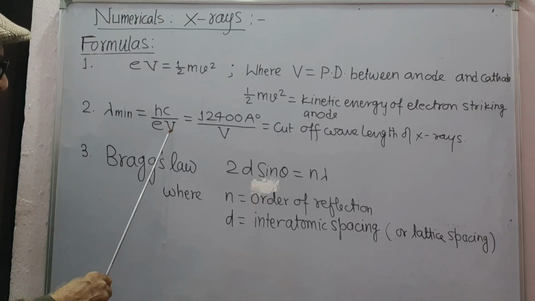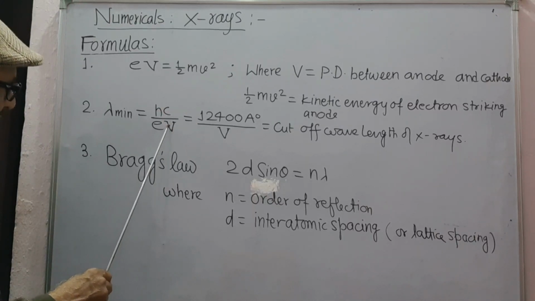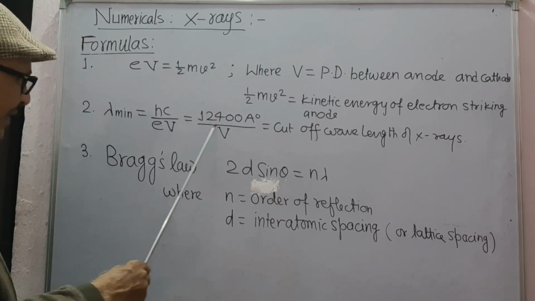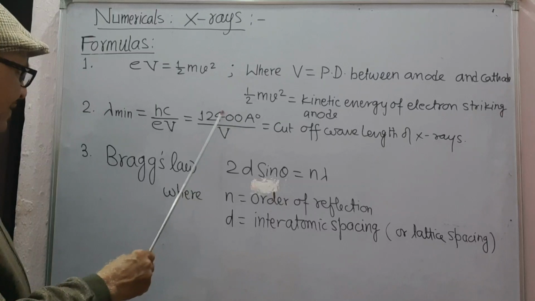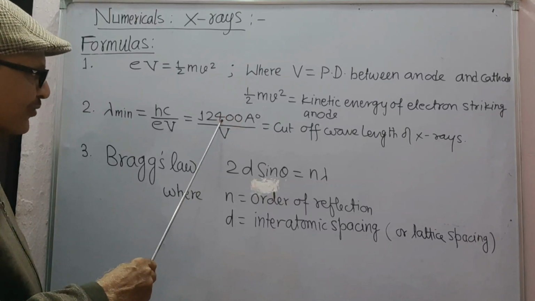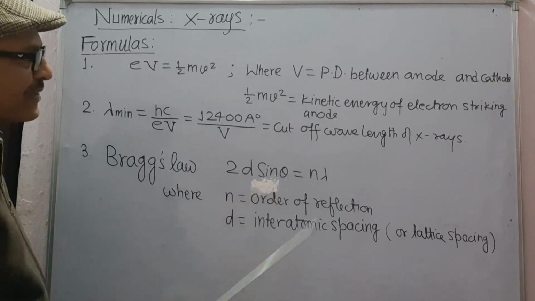Second formula: the cutoff wavelength of X-rays is given by the relation lambda minimum = hc/eV. Because the values of h, c and e are constant, on simplification we get lambda minimum as 12,400 angstrom upon V, where V is the potential difference between anode and cathode.